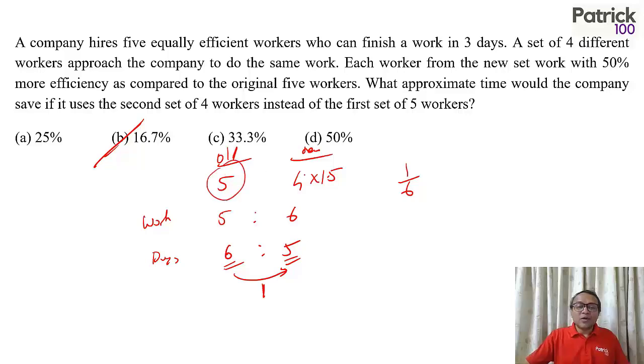So 5 people are working, now 4 are working but with 50% more efficiency, so 6 is the work done. Say each one does 1 unit of work, so 5 people do 5 units of work, whereas each new one does 1.5 units of work, so they do 6 units of work. So the amount of work done is in the ratio 5 to 6. So days is 6:5. So the reduction of days is 1 out of 6, which is 16.7%.